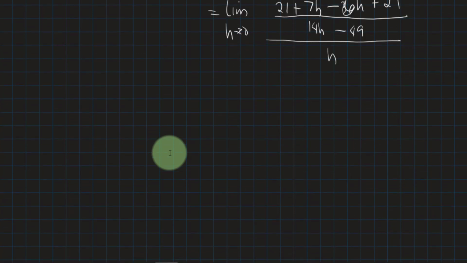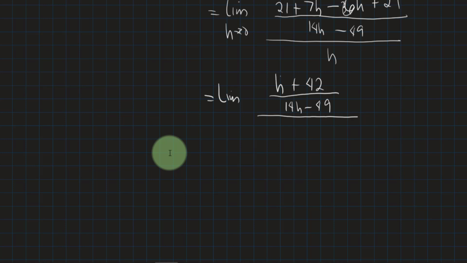Simplify natin ulit. Is equal to the limit ng 7h minus 6h is h na lang. H. And then, 21 plus 21 is 42. Plus 42. Over 14h minus 49, all over h. As h approaches 0. O, diba? Let's continue. So, this will become the limit. So, this is complex fraction. I-simplify natin ito, itong complex fraction na to, by multiplying the numerator by the reciprocal of the denominator. So, this will be h.